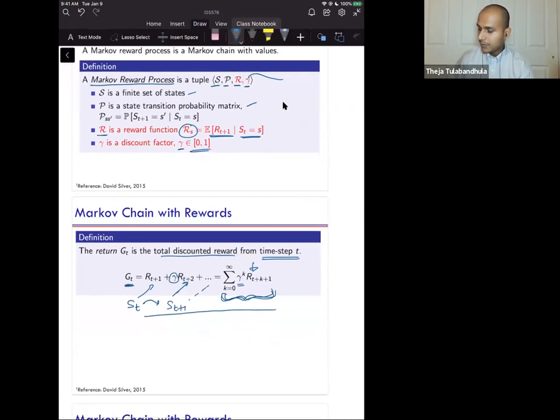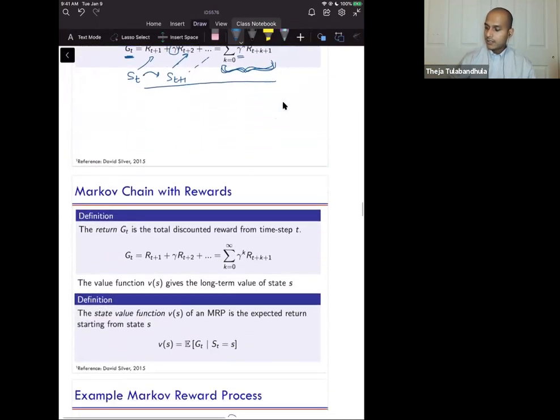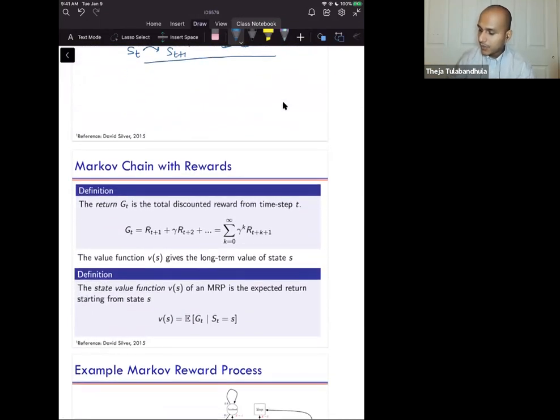So this random variable Gt is a function of all these random variables, Rt+1, Rt+2, all the way to infinity, basically. It's called the return random variable. Okay, it's the total discounted reward from time step t. It's a number that you can compute for every time t. It's a random variable that you can represent for every time step t. And since it's a random variable, it's going to have its own distribution and average value and so on. Okay, but we are interested in its average value.